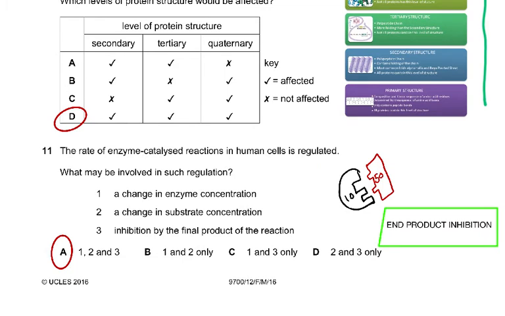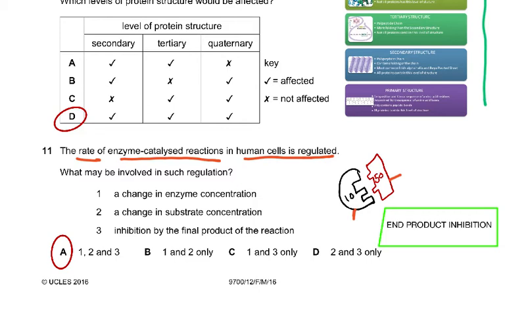What may be involved in such regulation? The rate of enzyme catalyzed reactions in human cells is regulated by, number one, a change in the enzyme concentration. Now you see I've drawn this diagram and shown that there are 10 of these and 50 of these as a substrate. If instead of 10 there are 100, what will happen? Number two, a change in the substrate: instead of 50, if there are 500 or 5,000. Number three, inhibition by the final product of the reaction, and that is called end product inhibition.